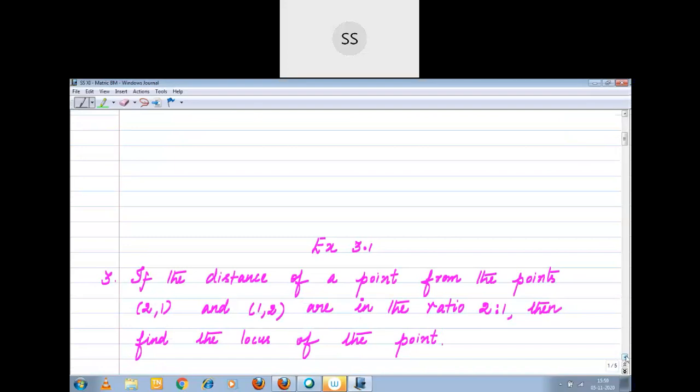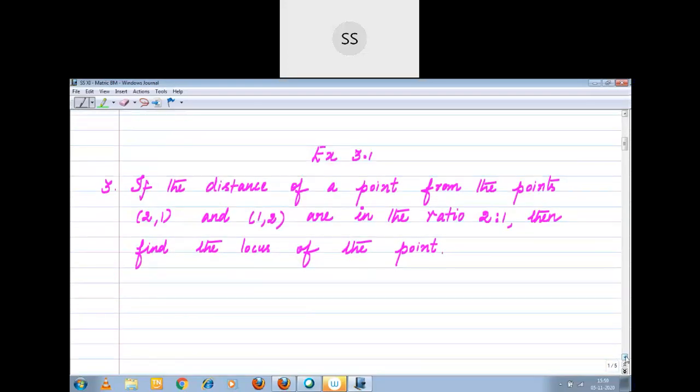Today I am going to discuss exercise 3.1, question number 3. If the distances of a point from the points (1, 2) and (2, 1) are in the ratio 2:1, then find the locus of the point. First you are going to draw a graph, afterwards we will enter into the solution part.